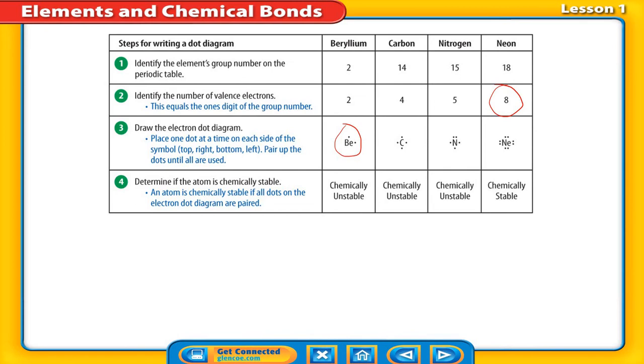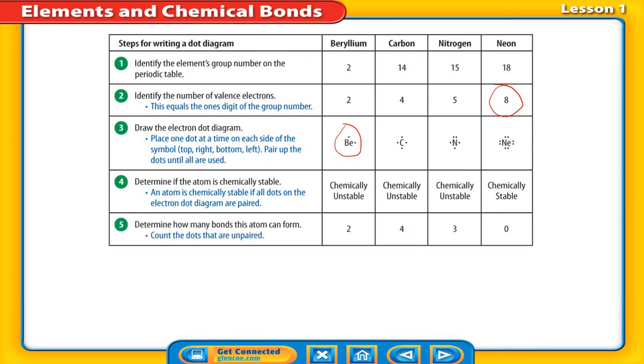What about carbon? Carbon as well. Look at nitrogen. Nitrogen has 2 electrons next to one another, 1 pair. But look at the other 3. So as well, it is unstable. Now look at neon. All its electrons are pairs. So it is stable. It doesn't have any loose electron.